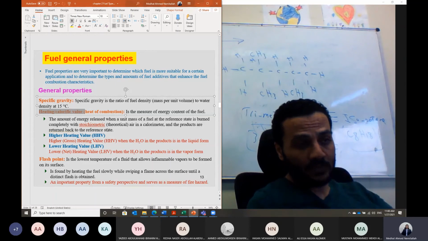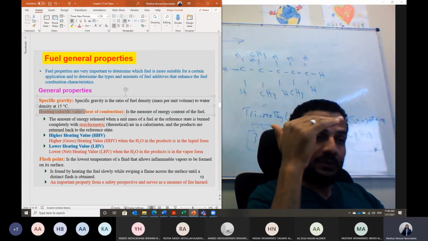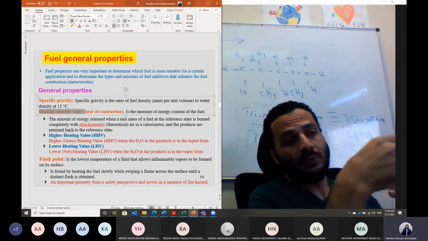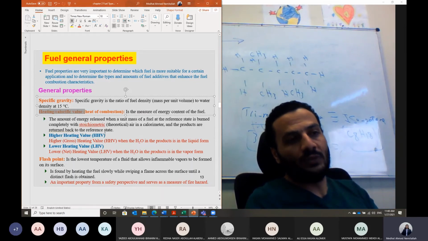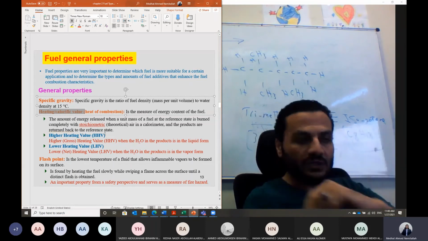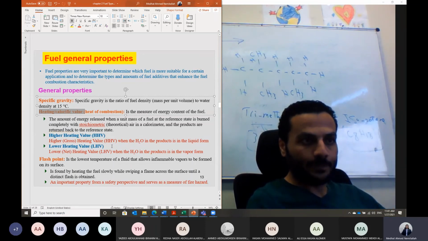Because if we have excess air, this excess air will absorb a part of the heat due to the combustion and it will cool down the exhaust gases. If we have less air, that means the combustion of the fuel will not be completed, and some fuel will leave the combustion process unburned. This is the meaning of stoichiometric.